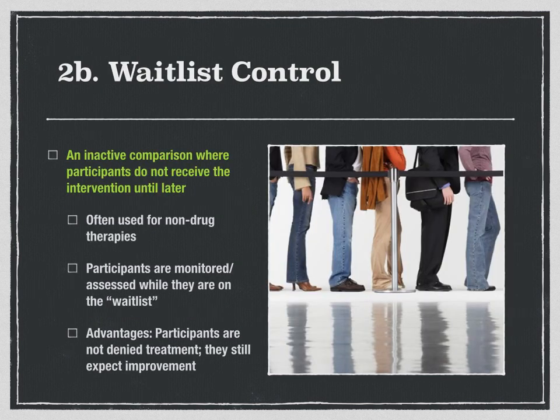The waitlist control is an inactive comparison in which participants simply do not receive the intervention, but are put on a waitlist until the end of the active study period. This option is often used for non-drug therapies such as psychological interventions, when it's really hard to design a placebo that feels and looks like the real intervention.